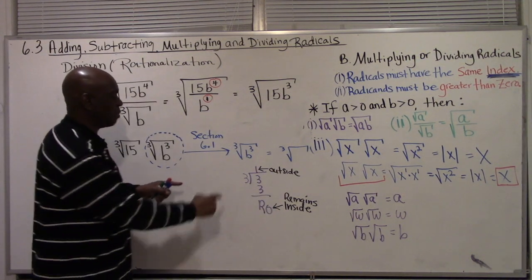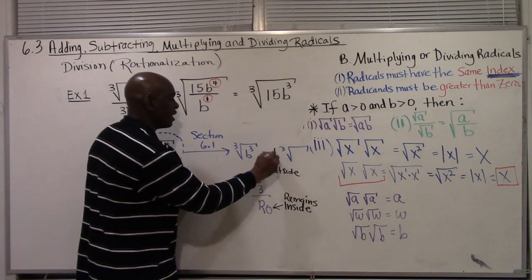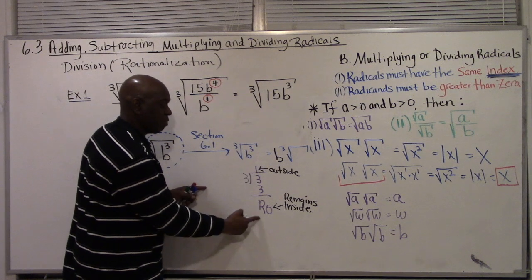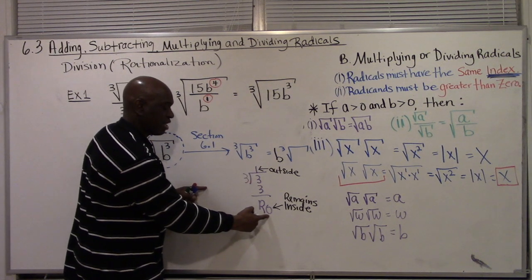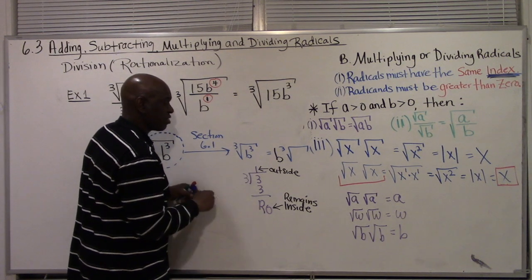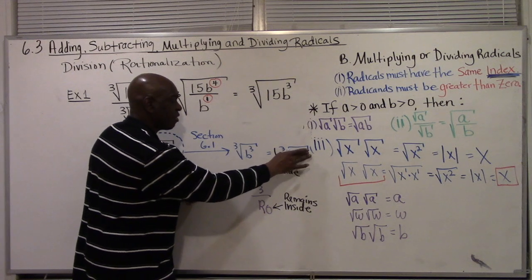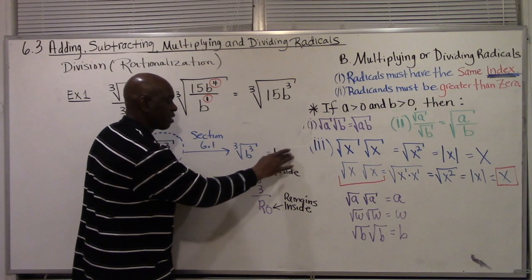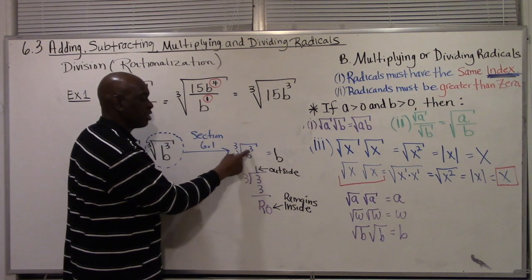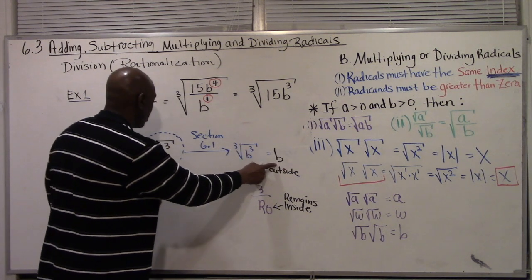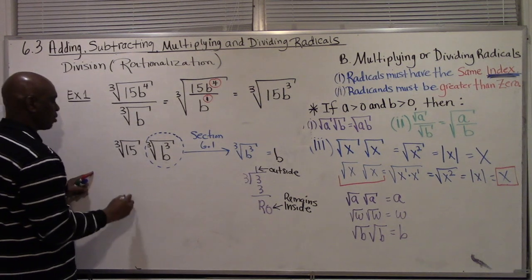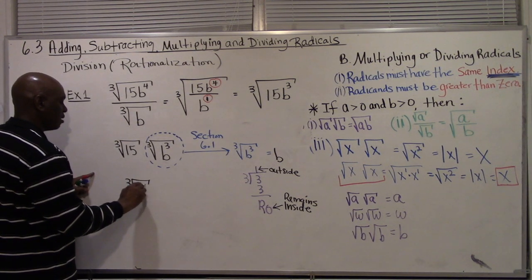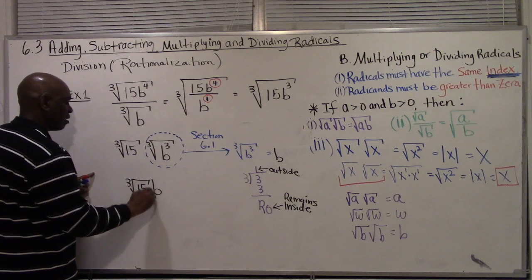So, for the b's, we have one b on the outside. How many b's are on the inside? 0. Since there are no b's in here, get rid of the whole thing. There's nothing in there. So the cube root of b cubed is just b. So our answer is going to be the cube root of 15, b. That's it.